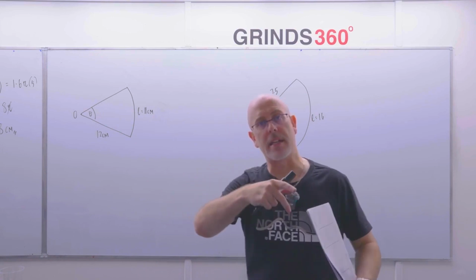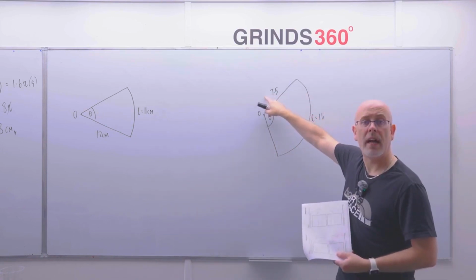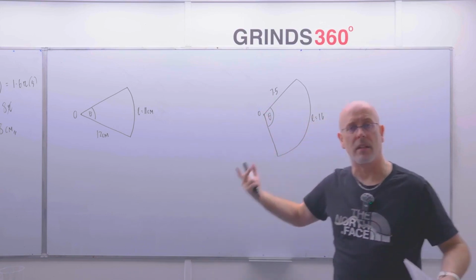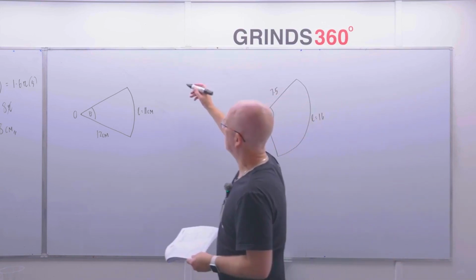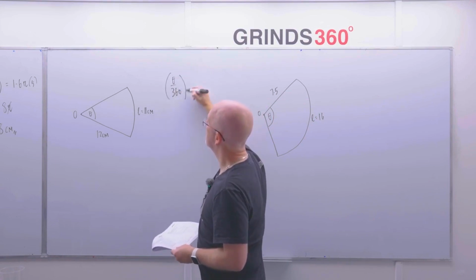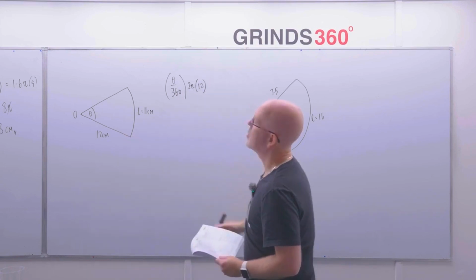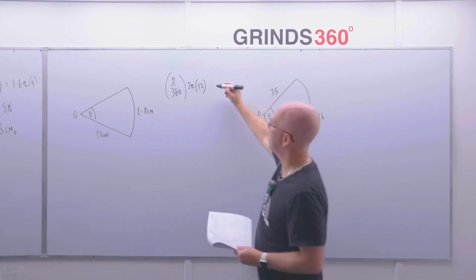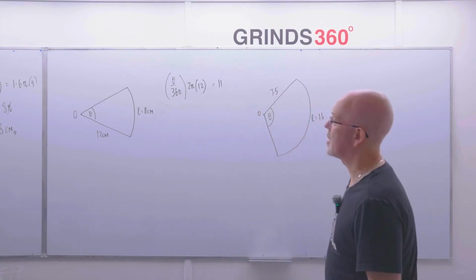Arc length divided by radius length. And the radian measure of this would just be 16 over 7.5. Again, there aren't any units of measurement, but they would cancel. So radians have no units of measurement. But to find them in degrees, remember that the formula is going to be theta over 360, because I don't know what theta is, times 2 pi r. And r in this case is 12. So I don't know what theta is, but I do know what r is, and I know the answer there should be 11. And now we'll just solve for theta.